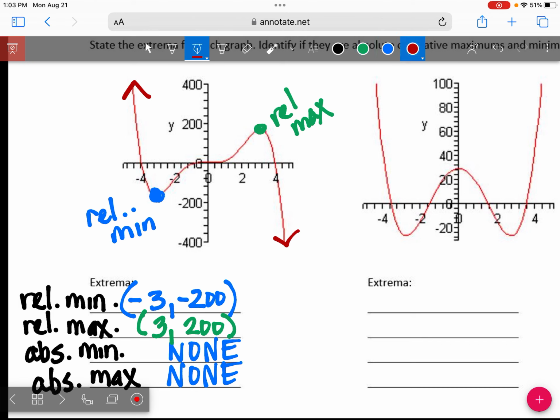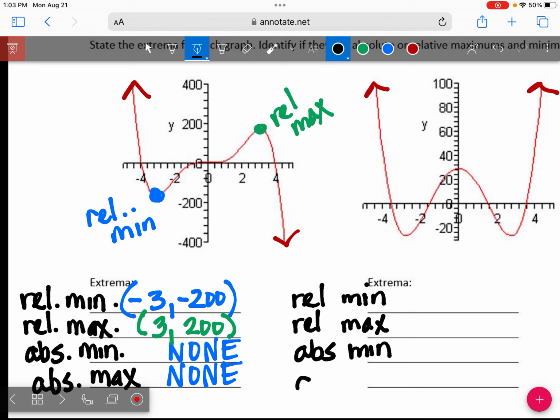So add your arrows. And let's go ahead and write it out to the side. We have relative min, relative max, absolute min, absolute max. All right, this is kind of tricky, but do you notice how we have 2 arrows that point up? So that means that we don't have an absolute max, so we can say none.